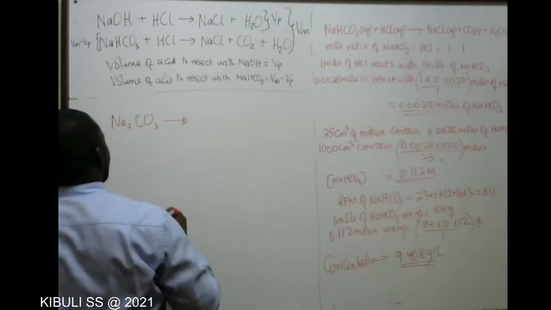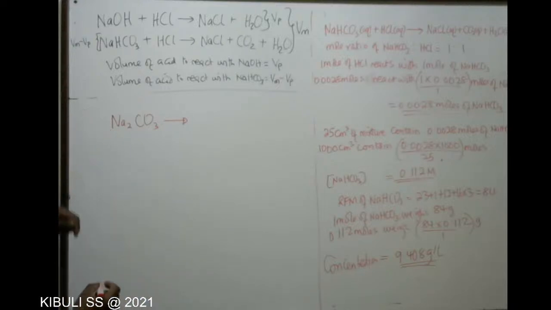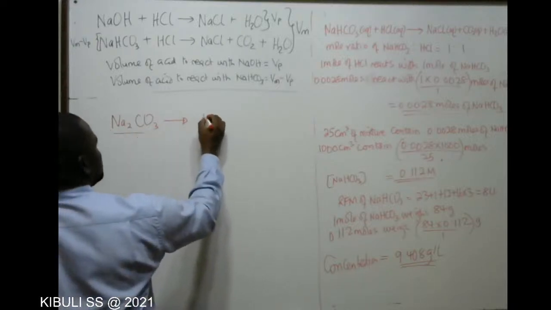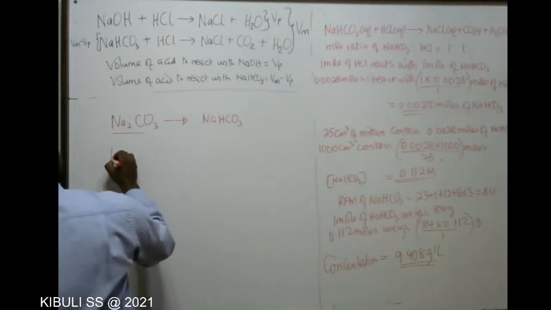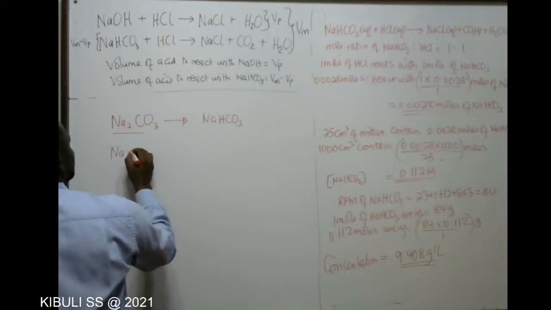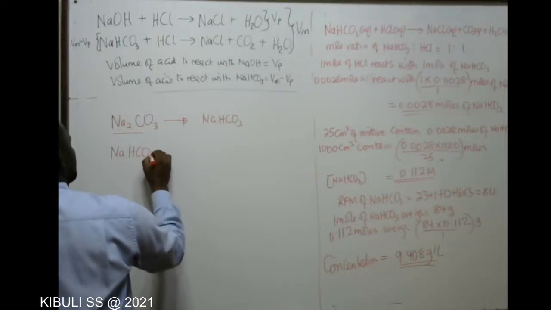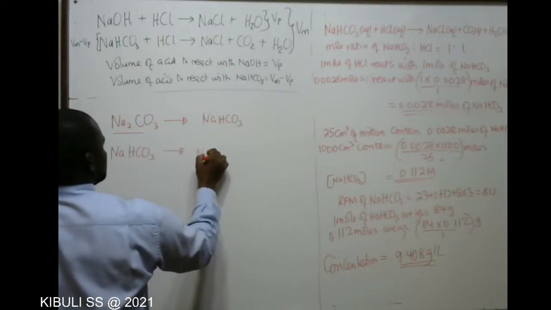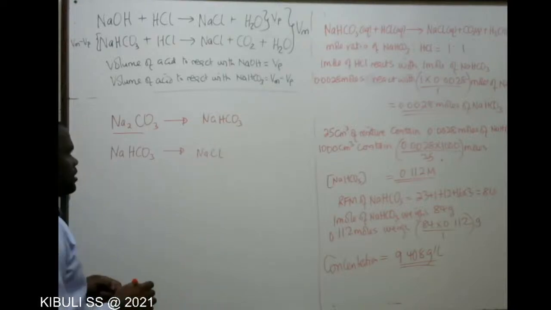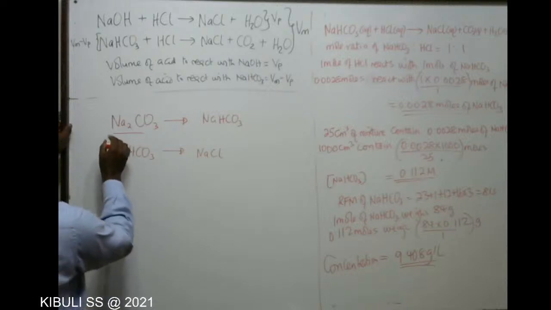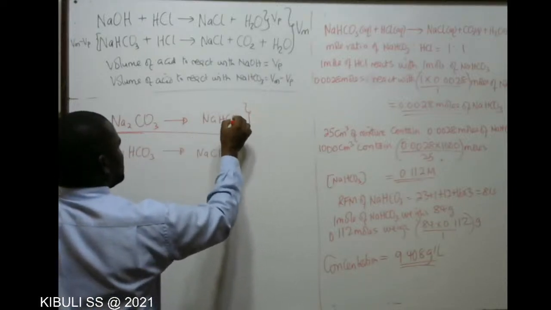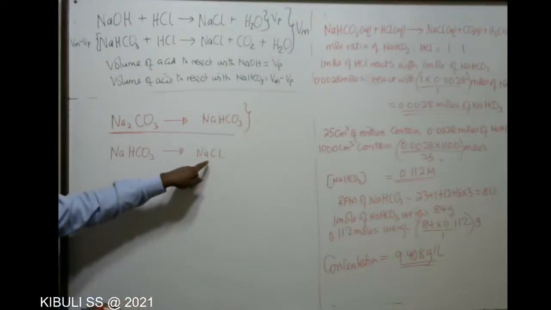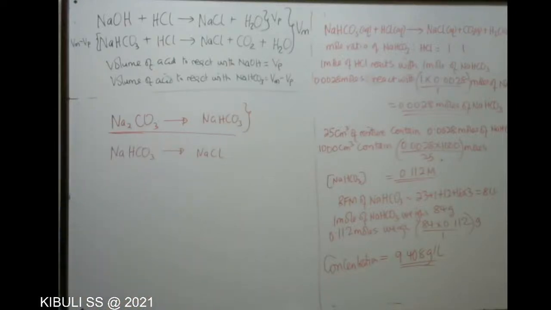You know, sodium carbonate is neutralized in two phases. You have from sodium carbonate to sodium hydrogen carbonate, then from sodium hydrogen carbonate to sodium chloride. Now, Mbogoma had asked me, why is it that phenolphthalein indicator changes color only up to this reaction and not up to the end? Why is it like that?